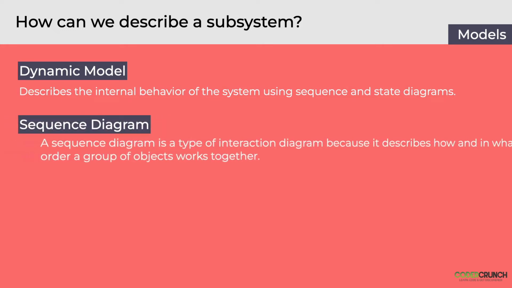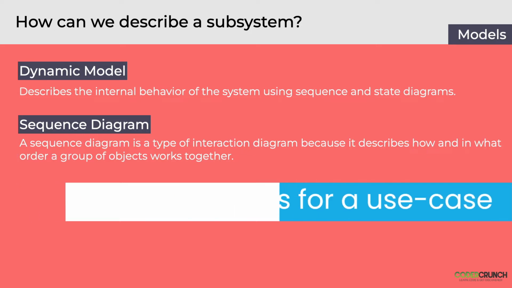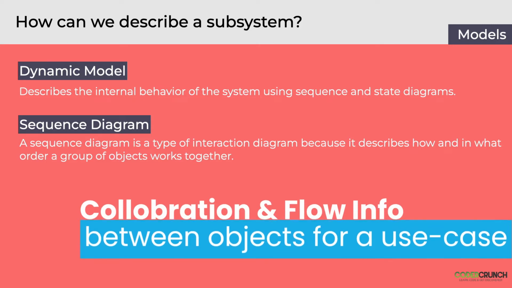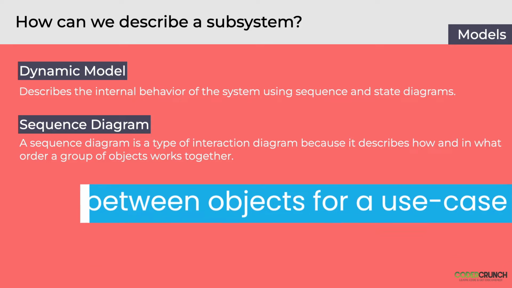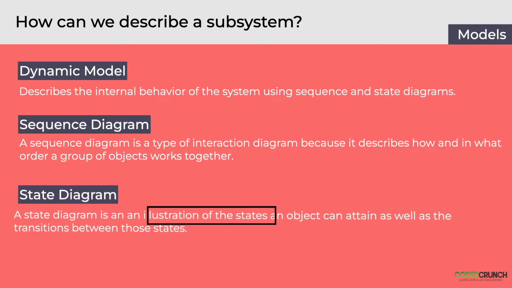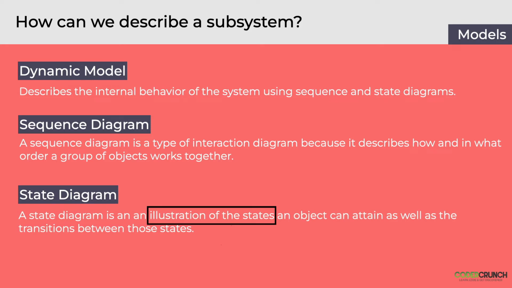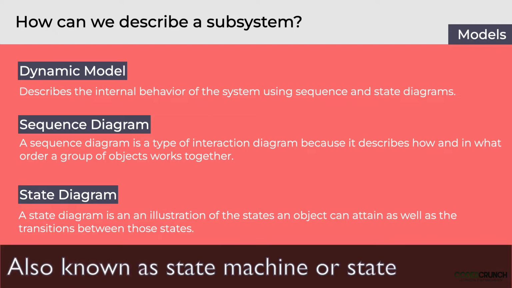To start off, a sequence diagram is a type of interaction diagram, and it describes not only how but in what order a group of objects or services interact with each other. A sequence diagram is generally used to represent collaboration and flow of information across the participating objects for a given use case. On the other hand, a state diagram shows an illustration of states an object can attain as well as the transitions between those states. A state diagram is also known as a state machine or a state chart diagram.